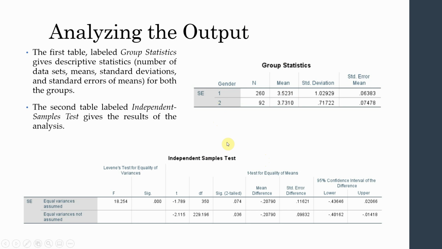Now if we change our hypothesis to females have a higher self-efficacy score in comparison to male, now this is one-tailed because this is directional. Now how do you calculate the p-value for such a test? You just have to divide this significance 0.036 by 2. So this will give you one-tailed results.